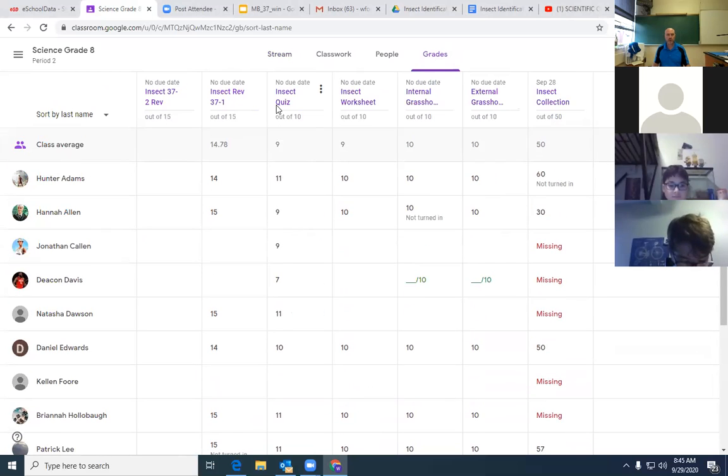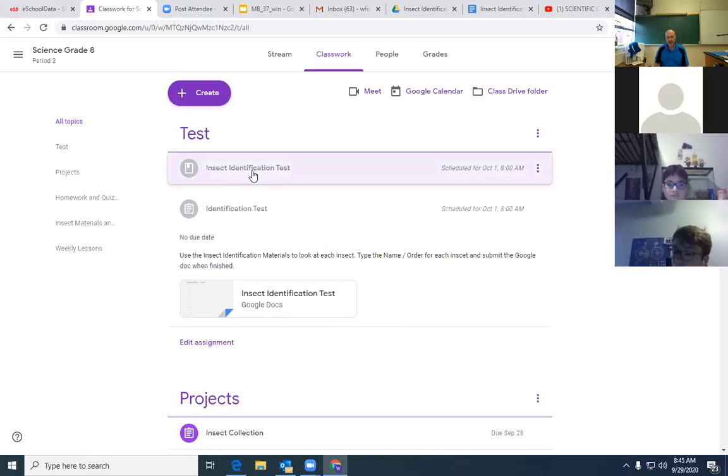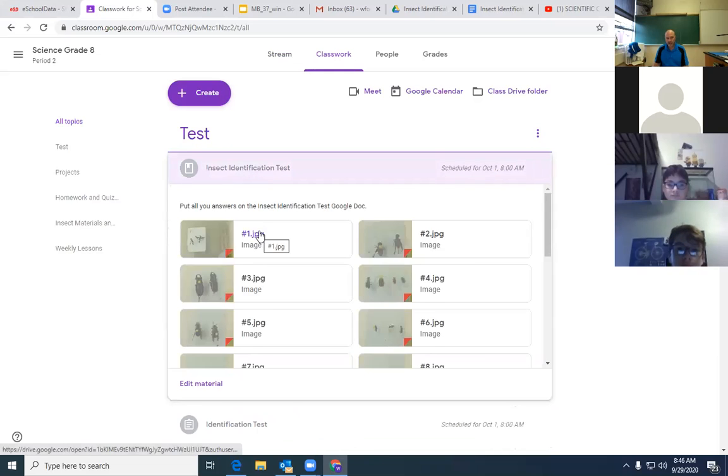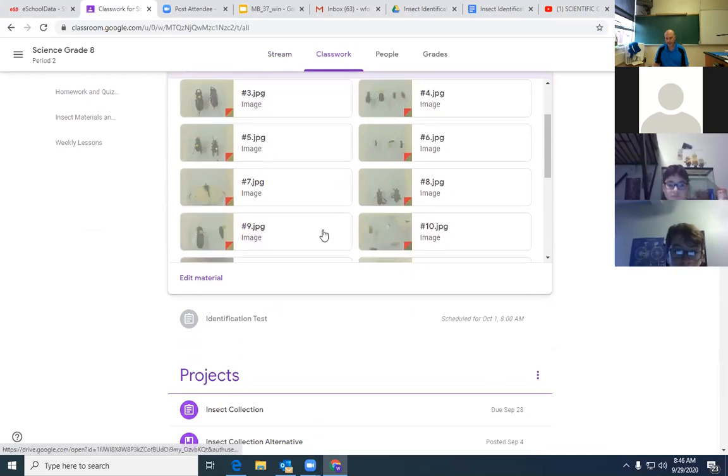We still got a couple weeks left. Let me go back to this one. Here is the test. It's going to be Wednesday, or, I'm sorry, not Wednesday, on Thursday. Tomorrow I'll have some assignment. This is the identification test. So if you guys are looking at this, here is how you'll take the test. All the images are here. Every picture, it's 1 through 20.